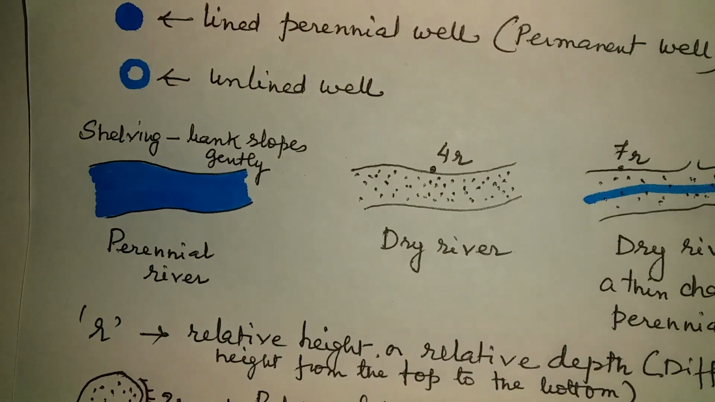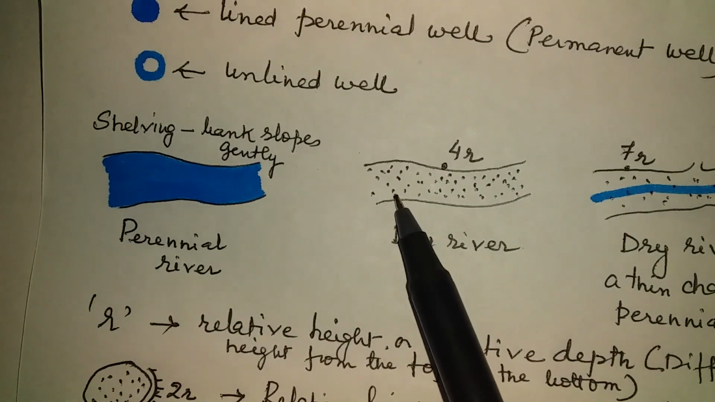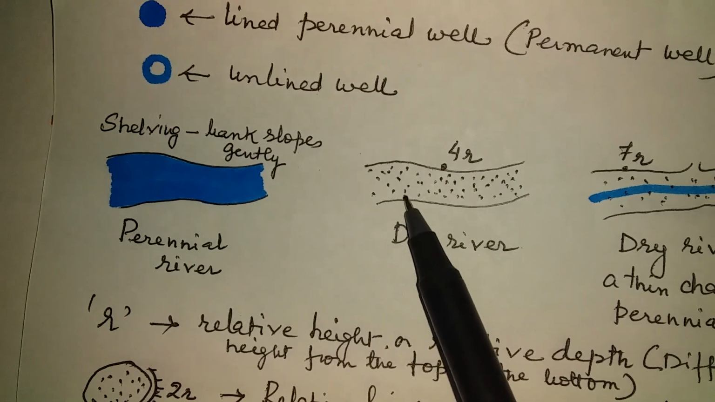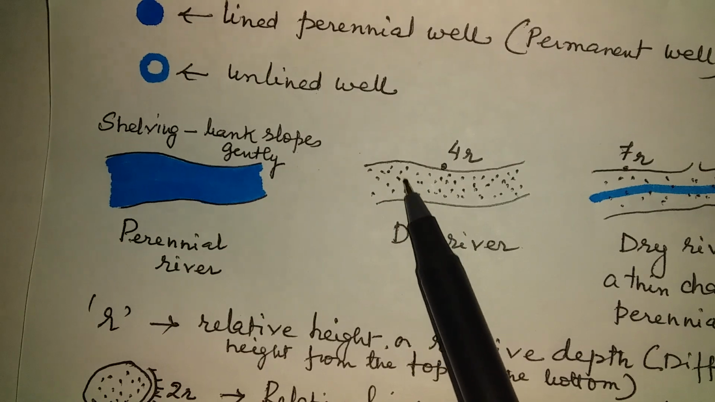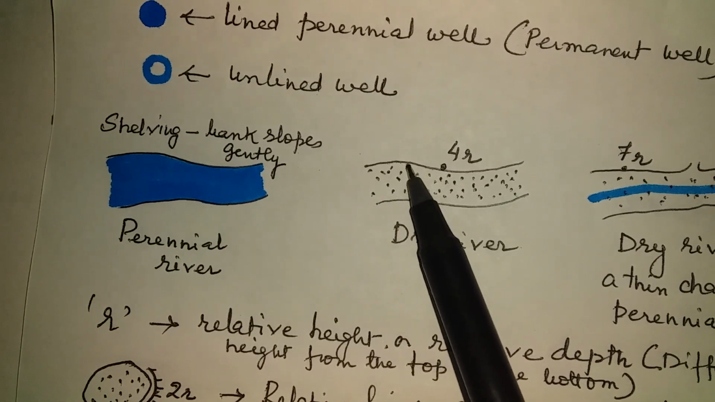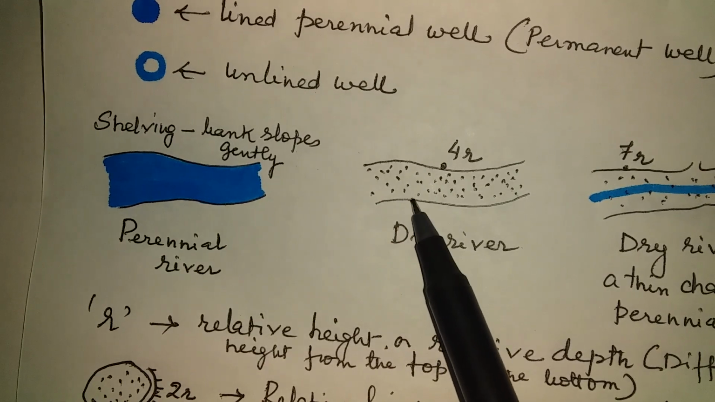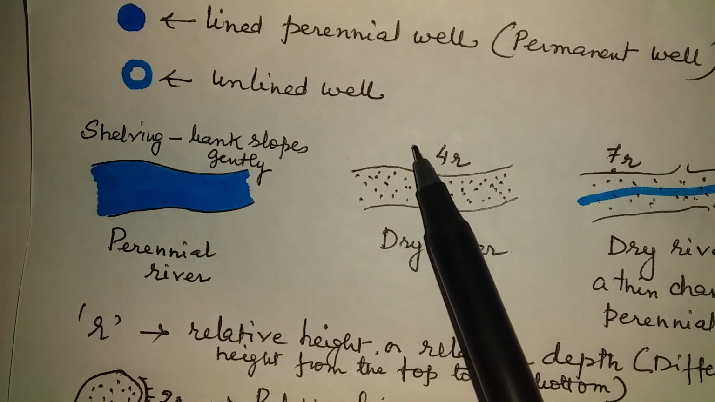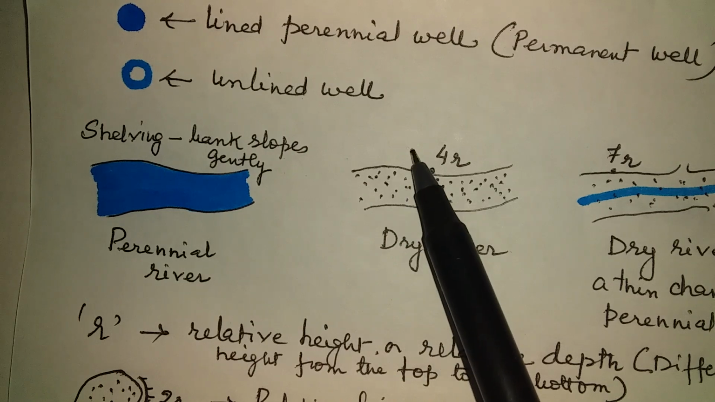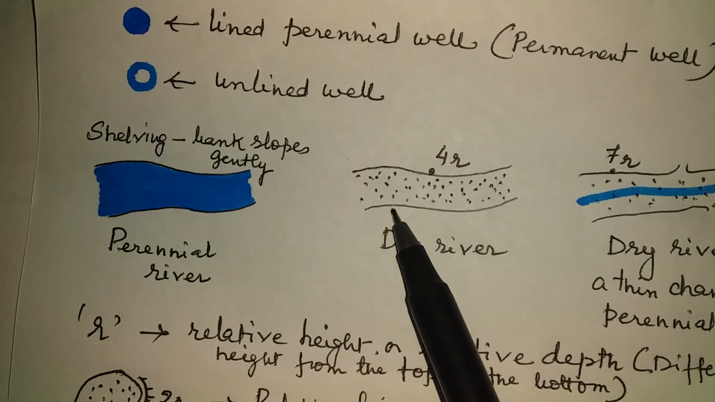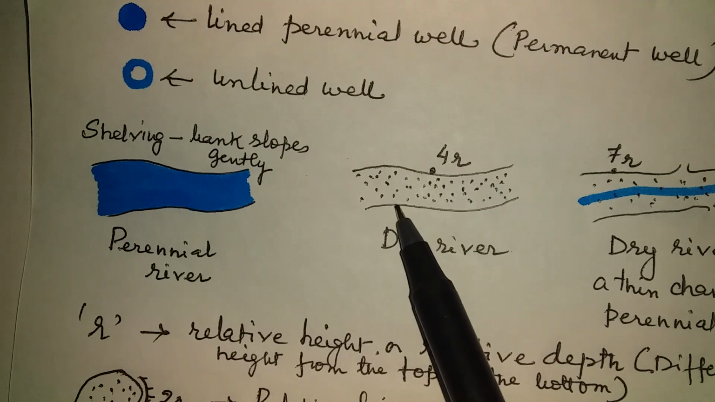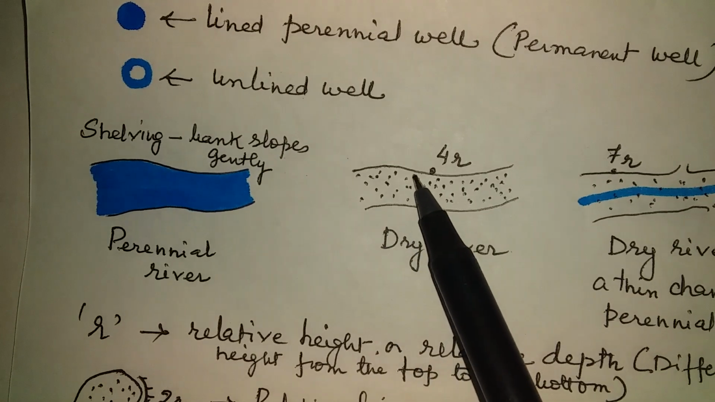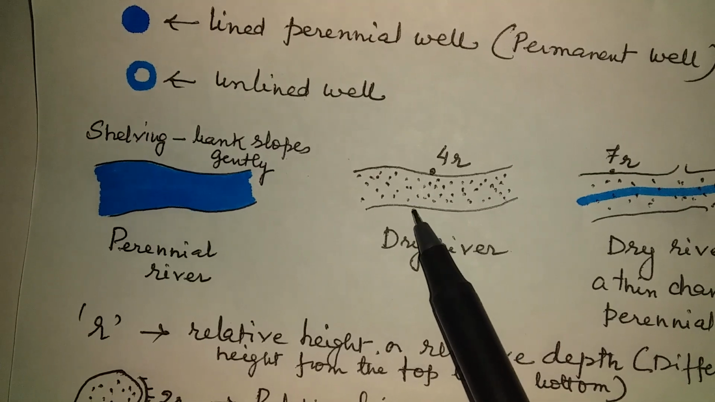Now, if we refer to the river, the spacing between the river lines will tell us whether it is a major river or minor river. More spacing means more important, major river. Less spacing means it is a small river. Sometimes you may have to compare between two rivers. So you have to see the spacing between these two lines.